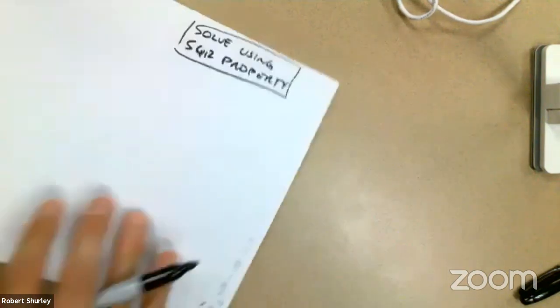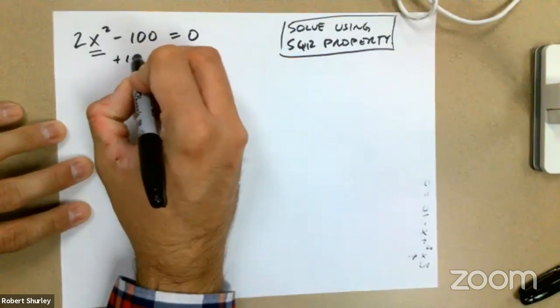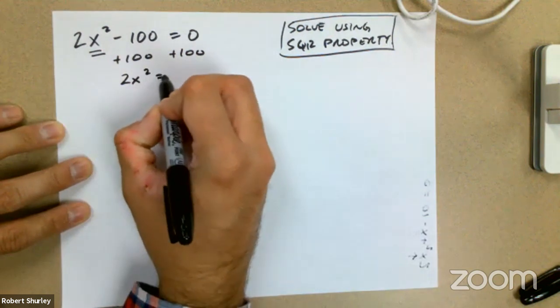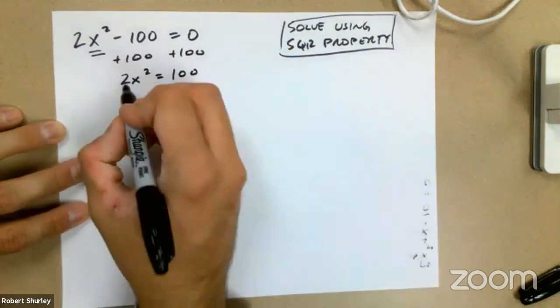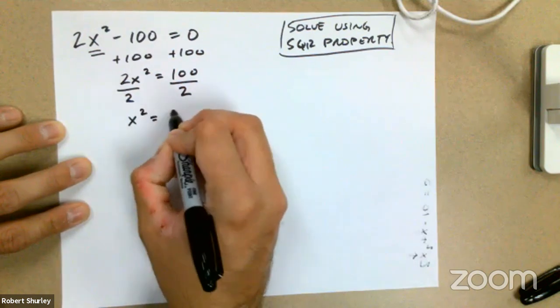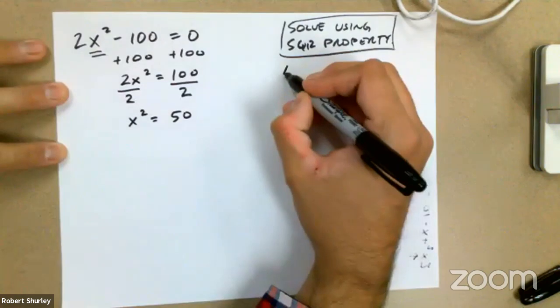So let's go back to here now. I'll show you what I'm talking about. So I'm going to get x squared by itself, so I'm going to add the 100. And I get 2x squared equals 100, right? Then I'm going to divide by 2. And I get x squared equals 50. And notice, that's step 1.